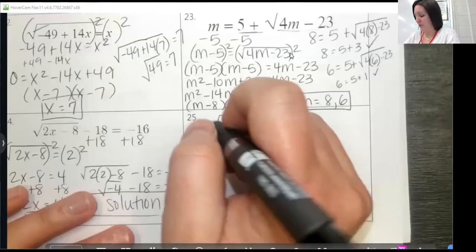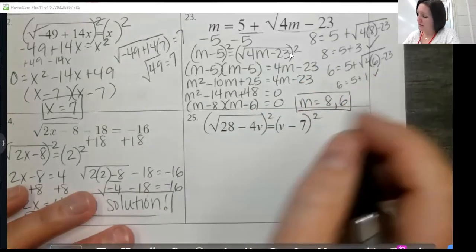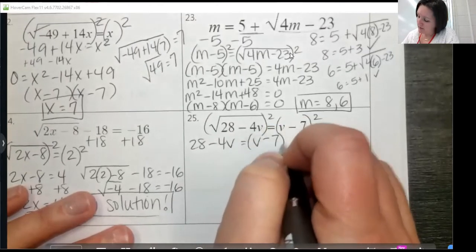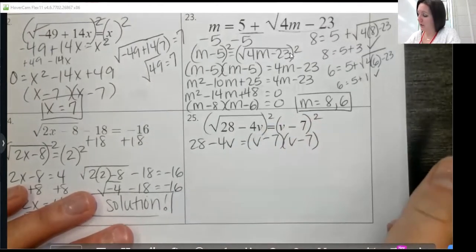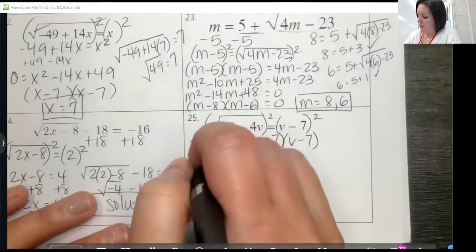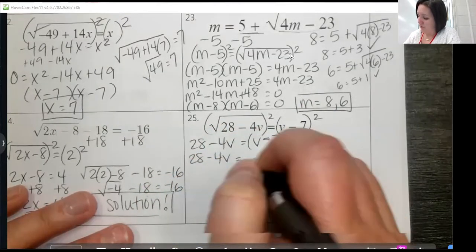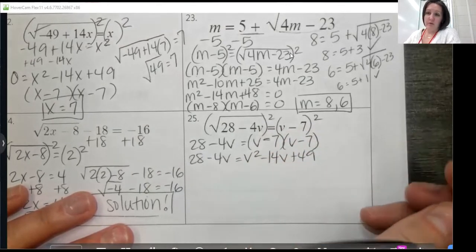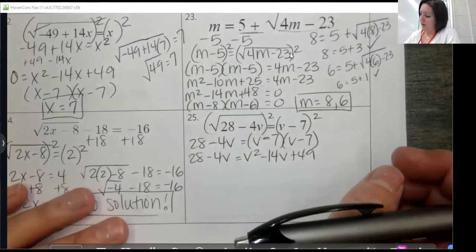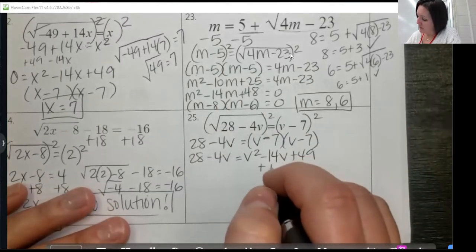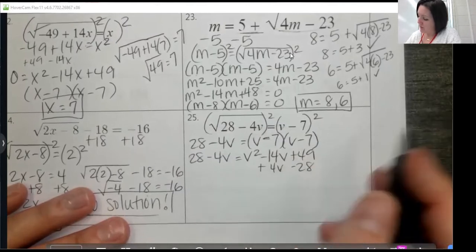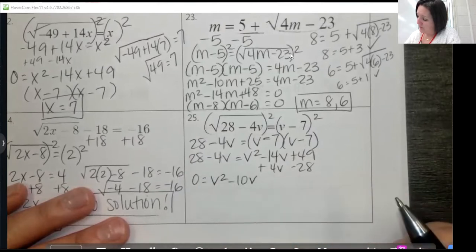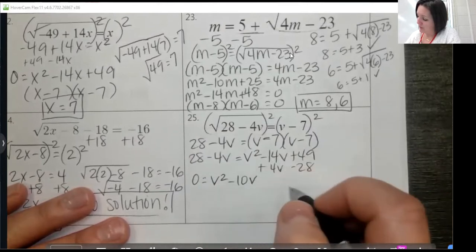Let's do the next one first. All right, let's square both sides. So we have 28 minus 4v equals v minus 7 times v minus 7. Remember, it's foiling. So we have 28 minus 4v equals v squared minus 14v plus 49. We have a v squared and a v, so let's get everything on one side and factor. I'm going to add the 4v, subtract the 28, so we have 0 equals v squared minus 10v plus 21. Yeah.